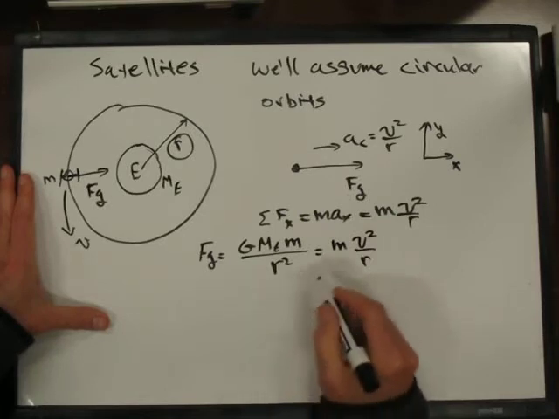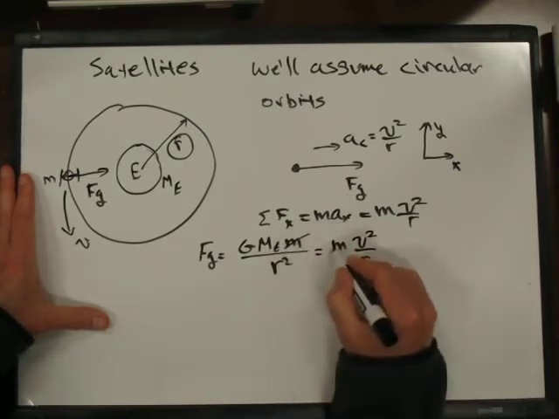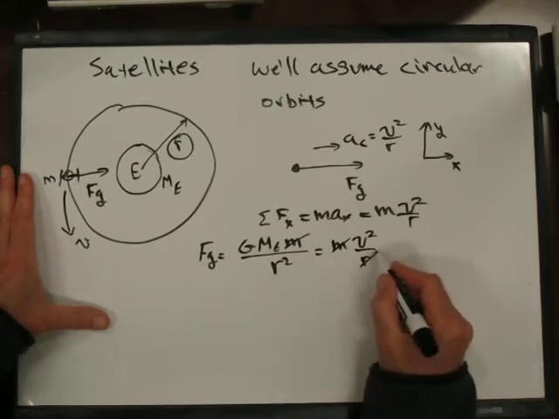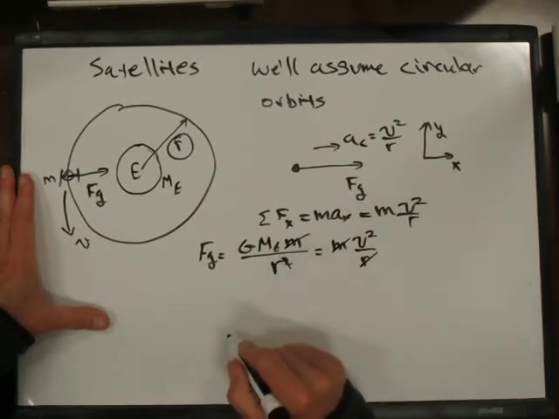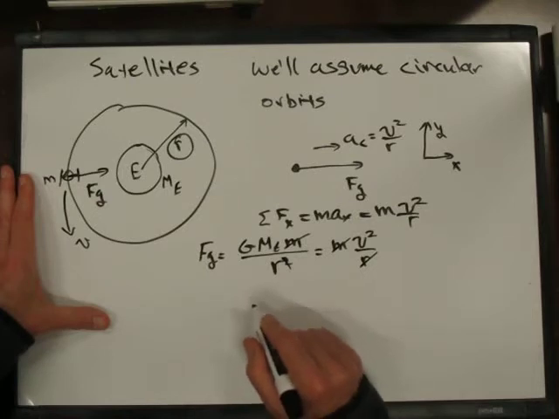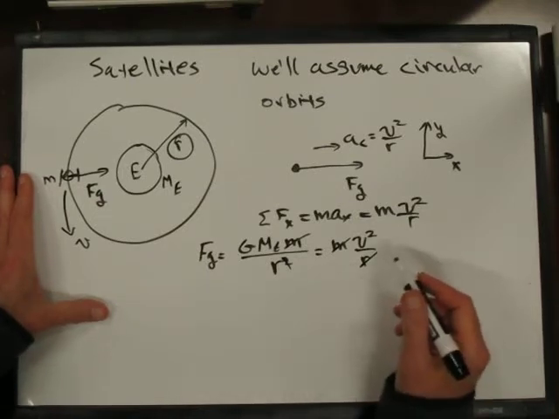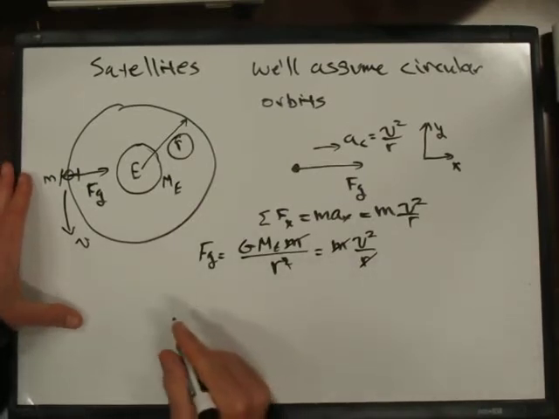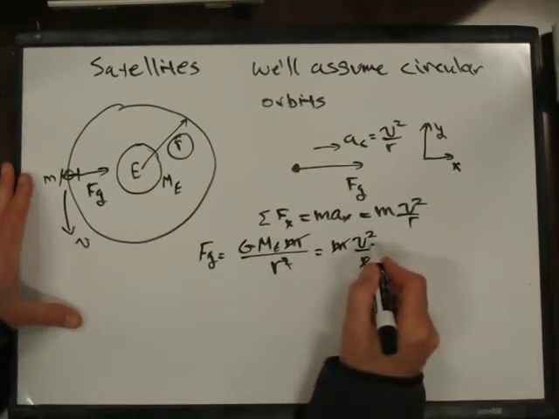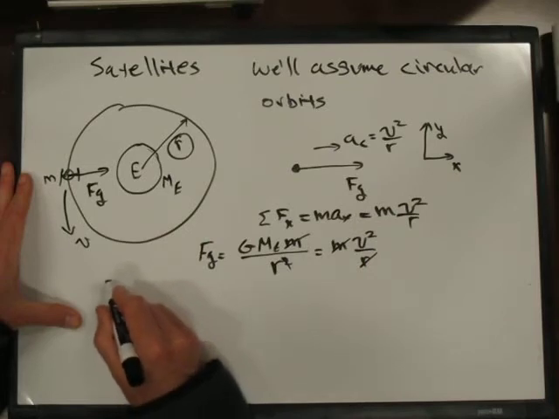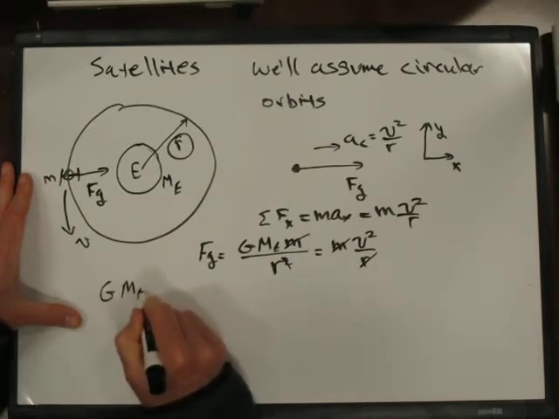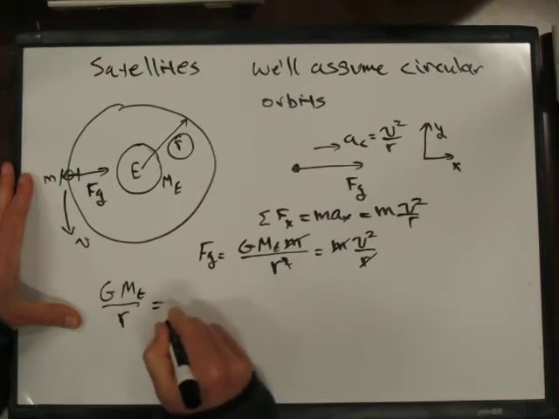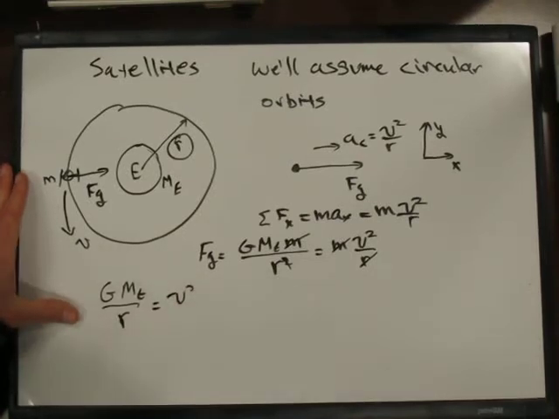And so there are some things that cancel. First of all, the mass of the satellite is on both sides, and so it goes away, as it often does in these problems. And one of these r's goes with one of those r's, right? And so this is what we get. For a satellite orbiting in a circular orbit at radius r, traveling with velocity v, we get G times the mass of the Earth over the radius of the satellite's orbit is equal to v squared, right?